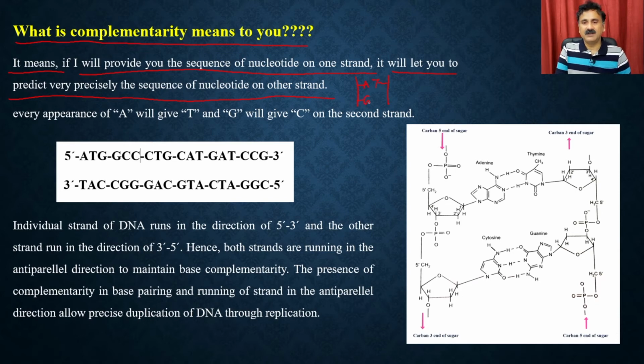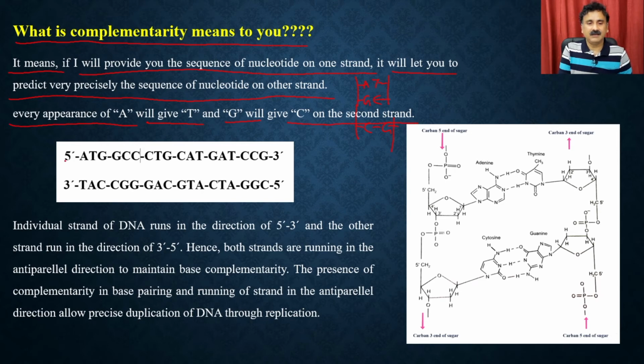If you have the G, it is going to be C. If it's C, then it is going to be G. It cannot be A, right? Because just now we have discussed, there is a definite base pairing between A and T. This is the advantage of complementary DNA, complementary sequences. Every appearance of A is going to give you the T, and every G is going to give you the C on the second strand.